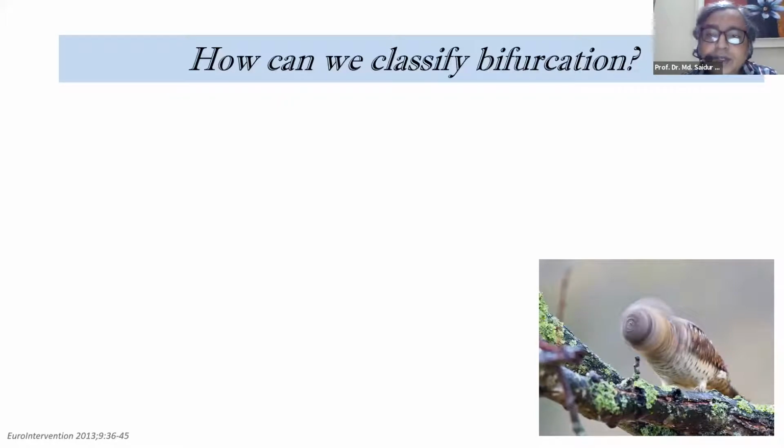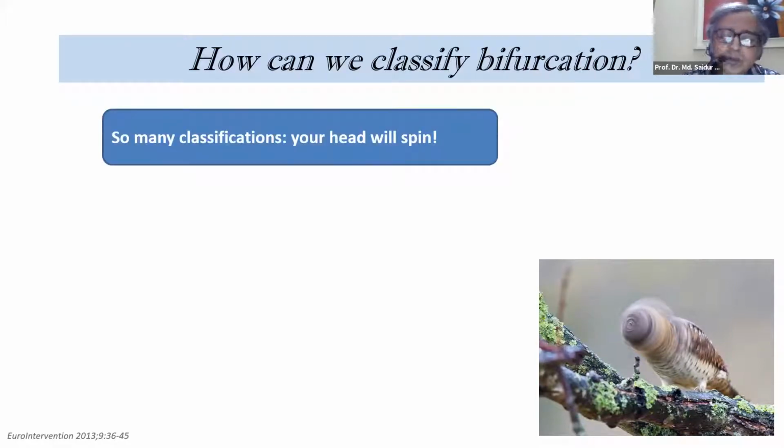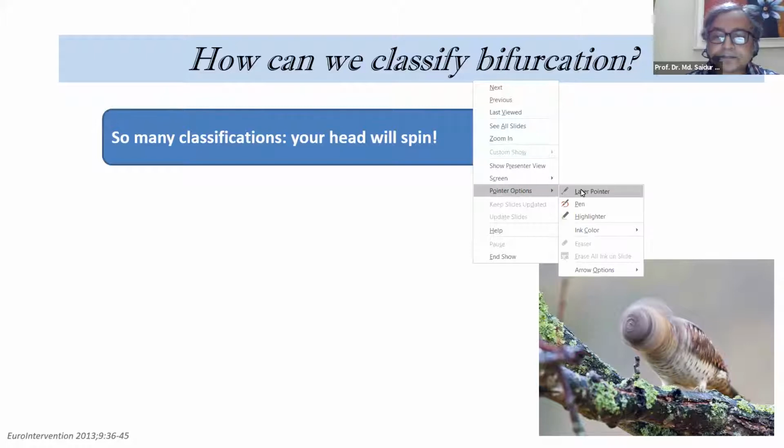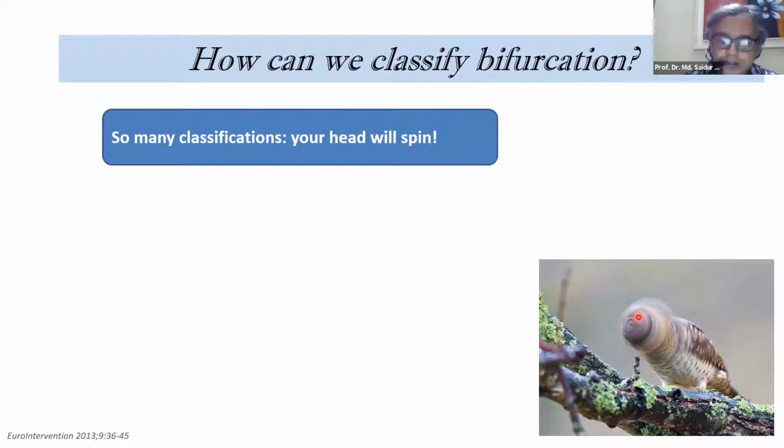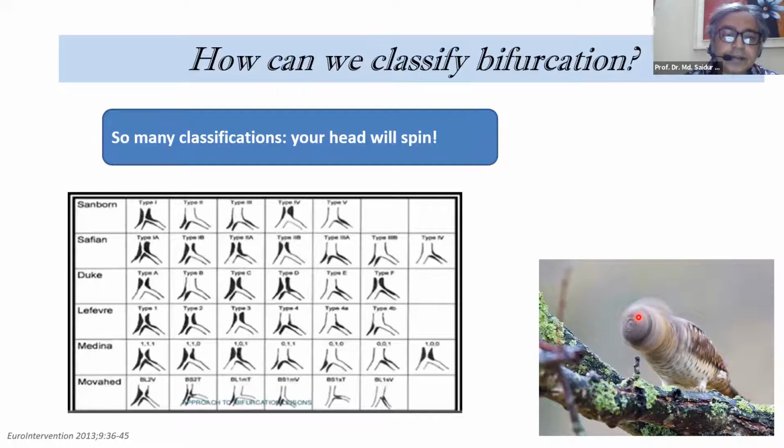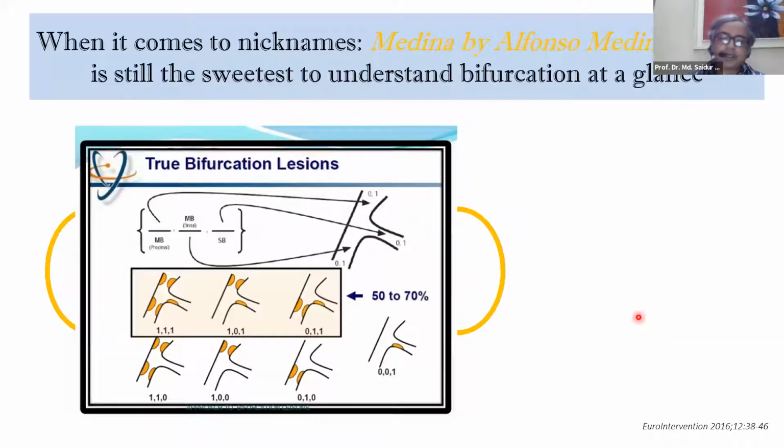How can we classify the bifurcation? That has also been told several times, so many classifications. Your head will spin like this one. Among them, if we talk about the nickname, like my Mishu, that is sweeter to hear even. In the same way, the Medina is also a very sweet classification to understand bifurcation at a glance.